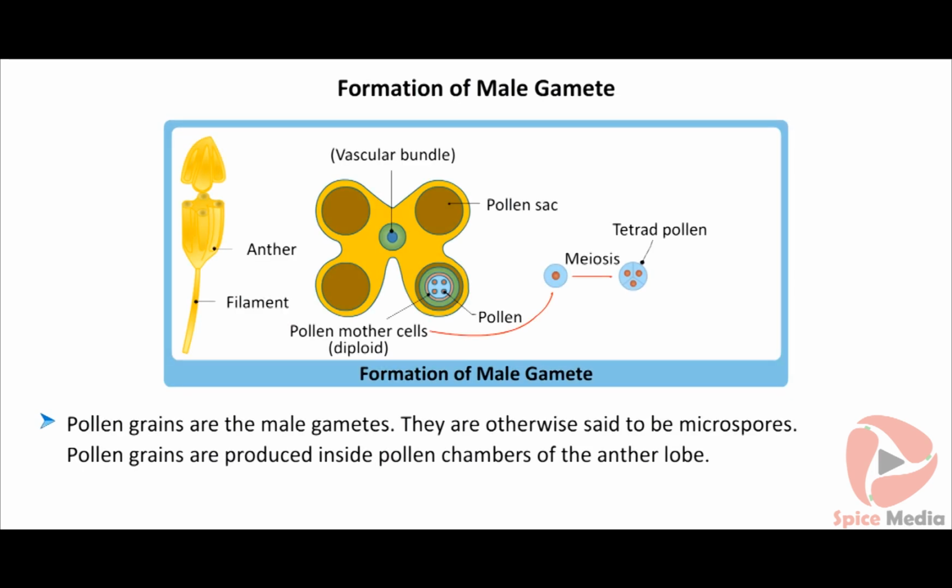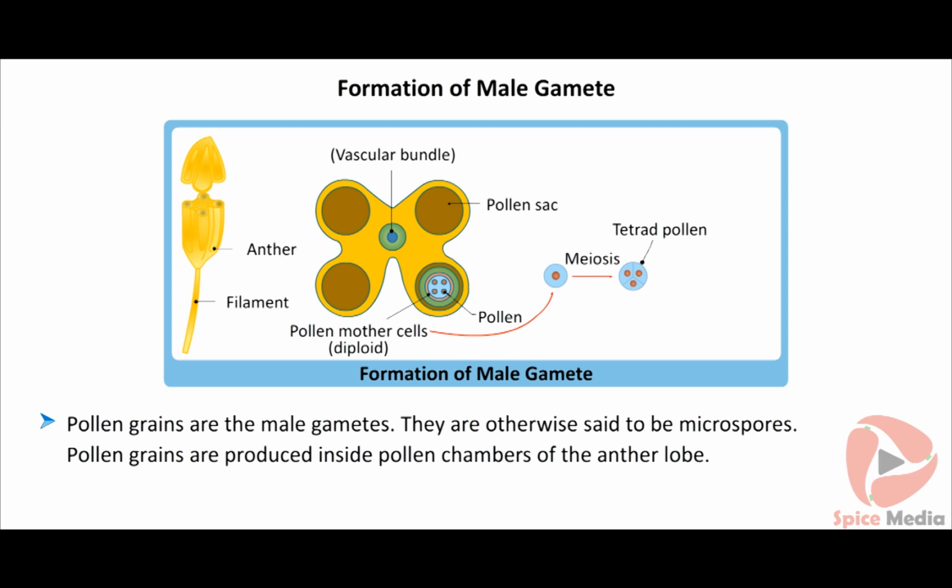Pollen grains are the male gametes. They are otherwise said to be microspores. Pollen grains are produced inside pollen chambers of the anther lobe. The spore-forming tissue present inside the anther lobe develops as pollen mother cells or microspore mother cell. Each diploid microspore mother cell, that is 2N, undergoes meiotic division to form 4 haploid pollen cells, that is N.